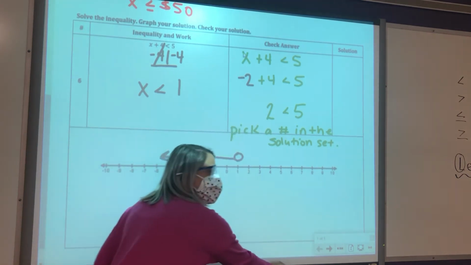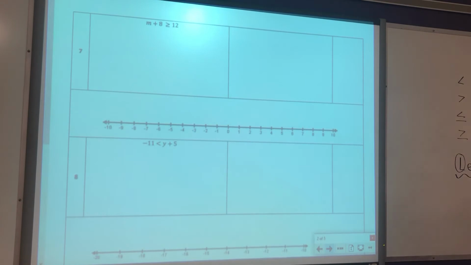Good questions. Okay, let's look at our next one, number 7, which is just the next one. I have it on a different page. Yours is just the next one. All right, m plus 8 is greater than or equal to 12. So what's our first step when we're solving anything? Upside down t, very good. Or backwards t, whatever you want to call it.